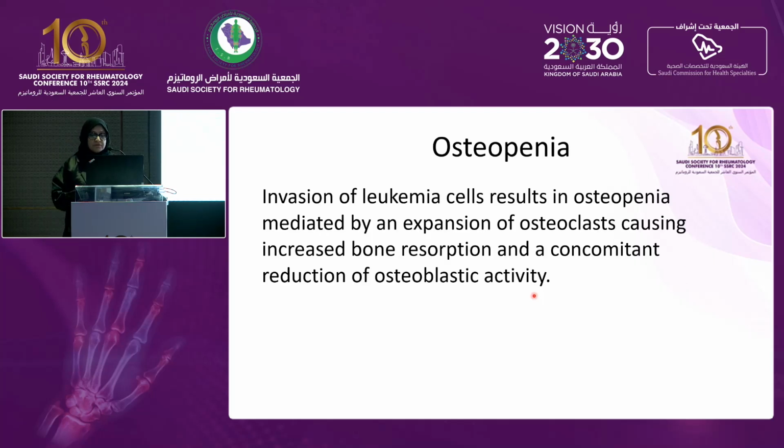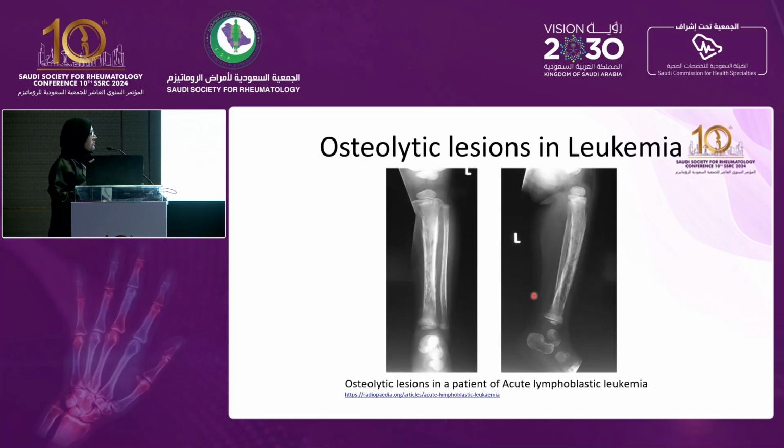Osteopenia: with the invasion of the leukemic cells in the bone, there will be osteopenia due to stimulation of the osteoclastic cells and suppression of the osteoblastic cells. And this is showing here the infiltration, the lytic lesions in the bones, secondary to invasion of the leukemic cells in the bone.